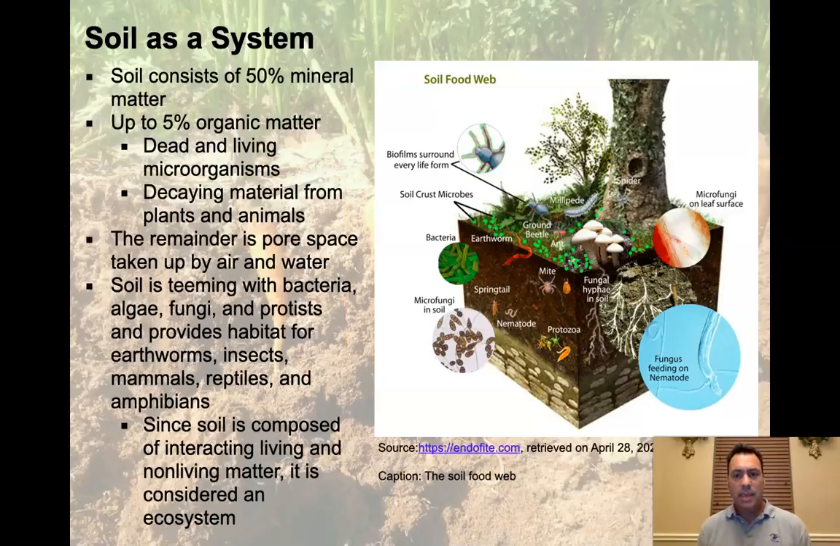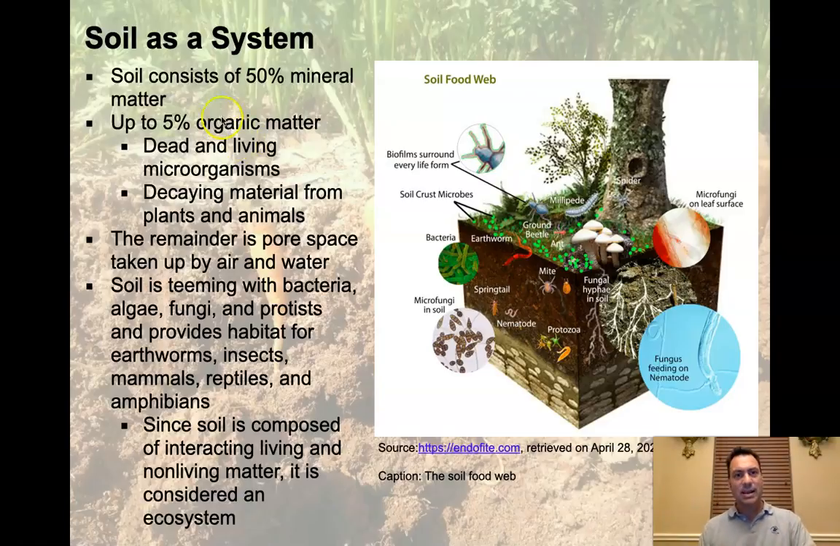All right, so the basis for all of this is the soil, right? You can't grow corn without the soil. You can't grow wheat without the soil. You can't even grow a polyculture without the soil. So we need to talk about what the soil is and get into how the system that is soil works.